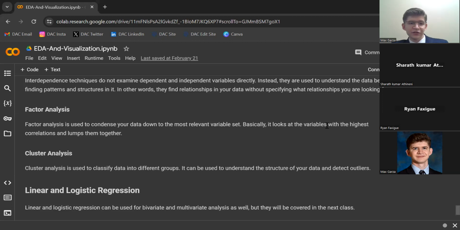So factor analysis is an example of this. Factor analysis examines the relationship between your data and groups together variables that have high correlations. But why would that be beneficial? It's beneficial because it helps you get rid of variables that you do not need for your analysis. And really all of these things do, but factor analysis especially does.